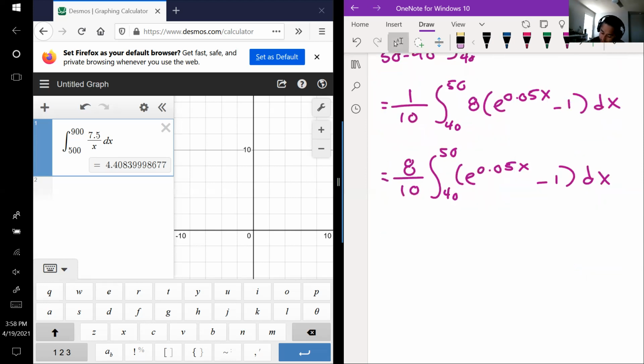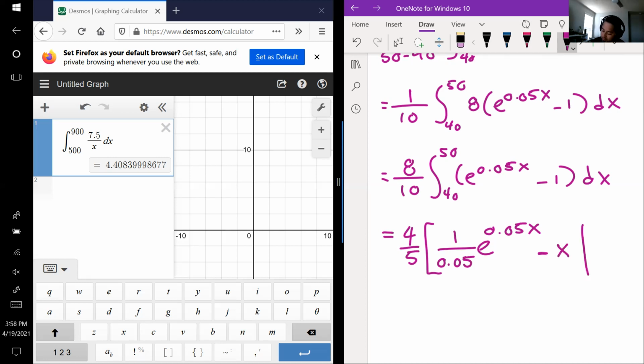And let's get started. 8 over 10 reduces to 4/5. And now, using that special formula, the antiderivative of e to the 0.05x is going to be 1 over 0.05 times e to the same exact thing, minus the antiderivative of 1, which is just x. And we evaluate from 40 to 50.